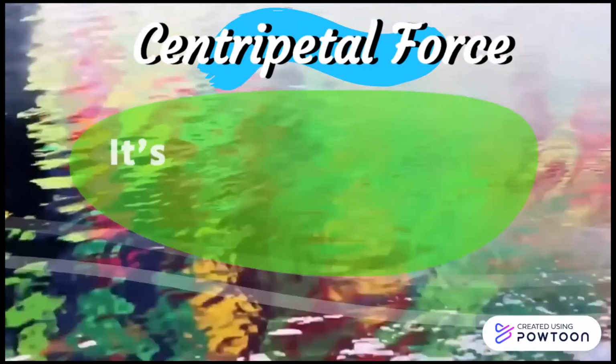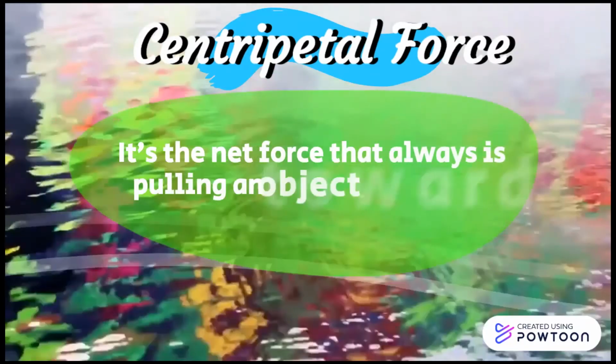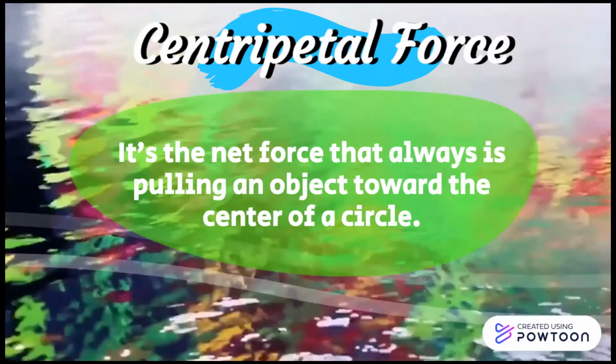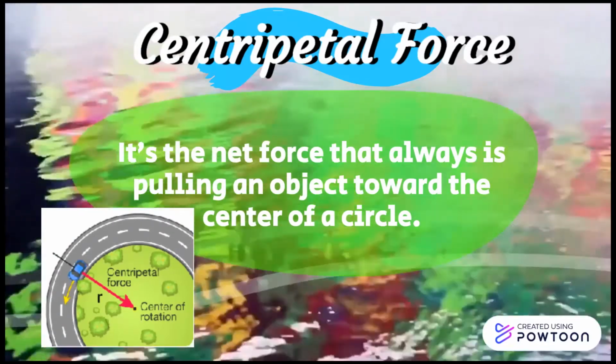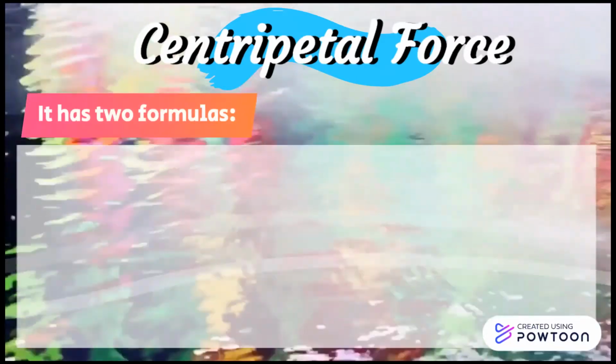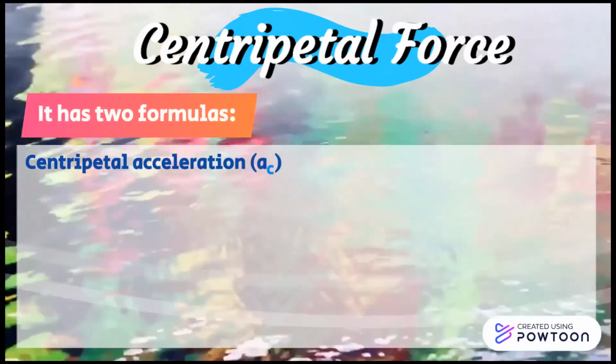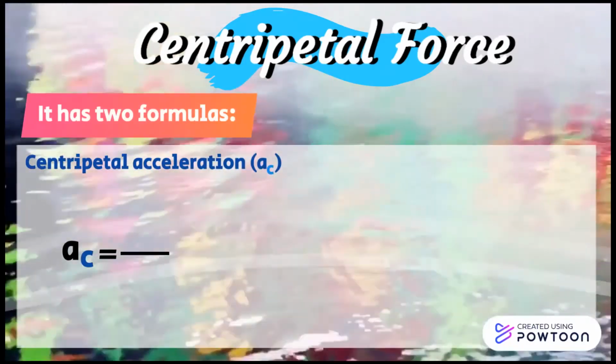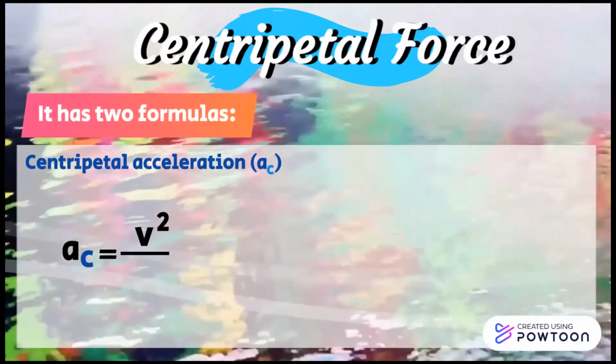The last characteristic is the centripetal force. It is the net force that is always pulling an object towards the center of a circle. It has 2 formulas. One to find the acceleration, that is lowercase a c equals speed squared over the radius.